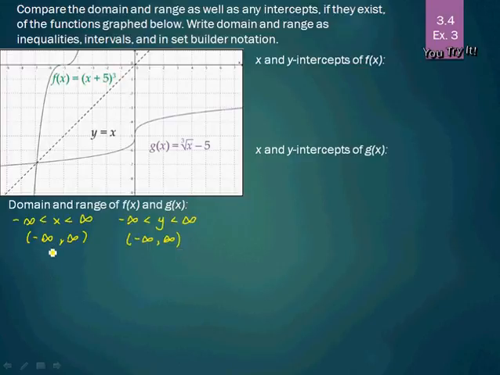And then with the set builder notation, you just need to have the set of x's such that x is in the real number set. And then it'll be the same thing for y.